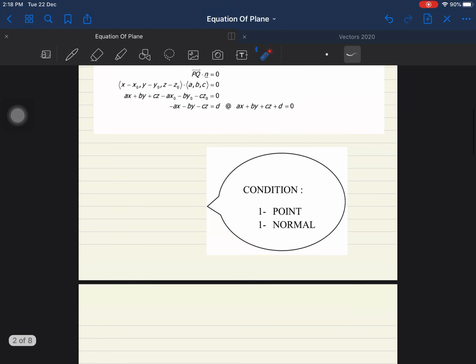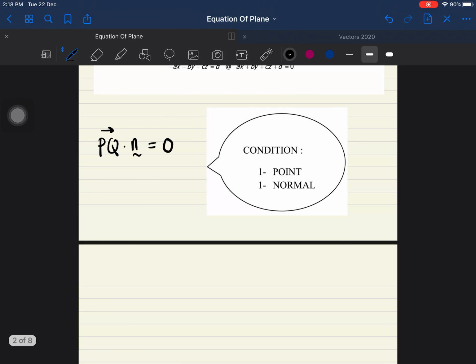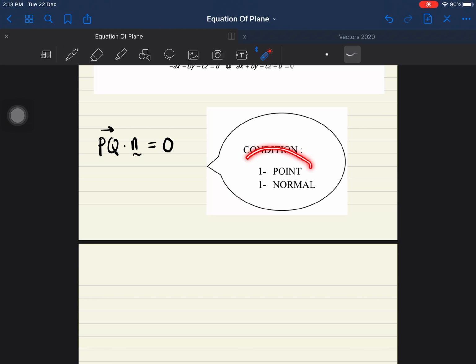Okay. So condition for you untuk buat equation of plane, mesti ada satu point and mesti ada satu normal vector. Then you can use this formula PQ dot N is equals to 0. Then you will have the equation of plane. So kalau tengok pada condition ni, point ni tak ada masalah. Okay. Dia akan bagi point tu.